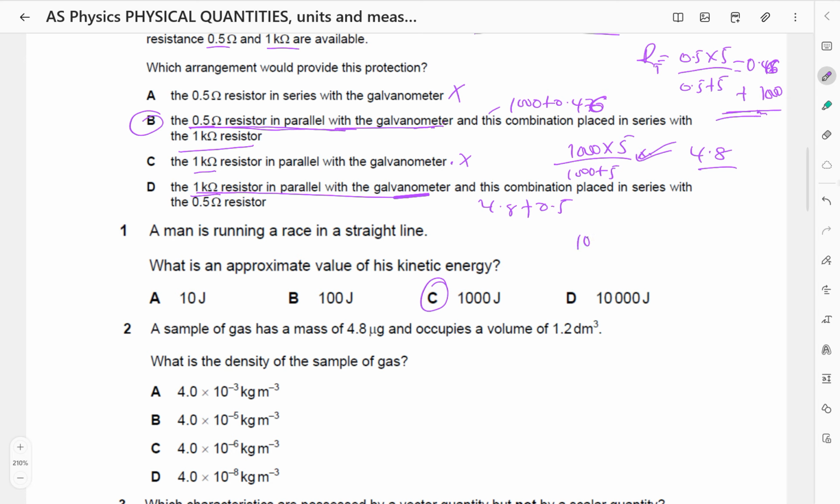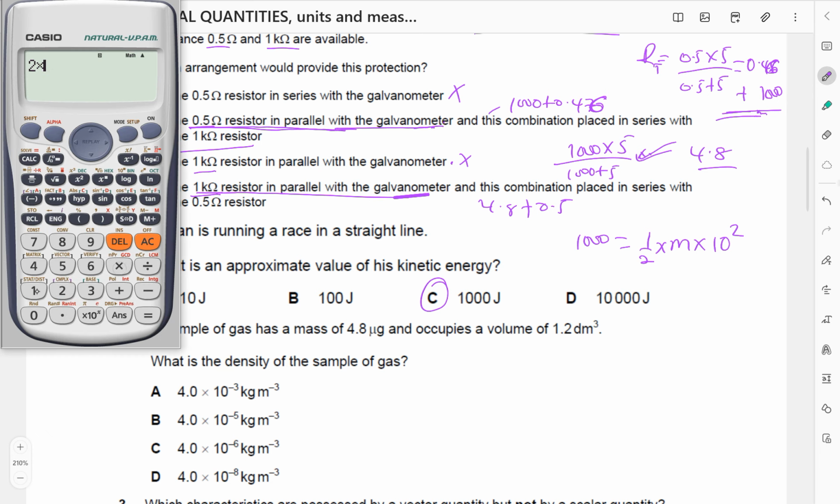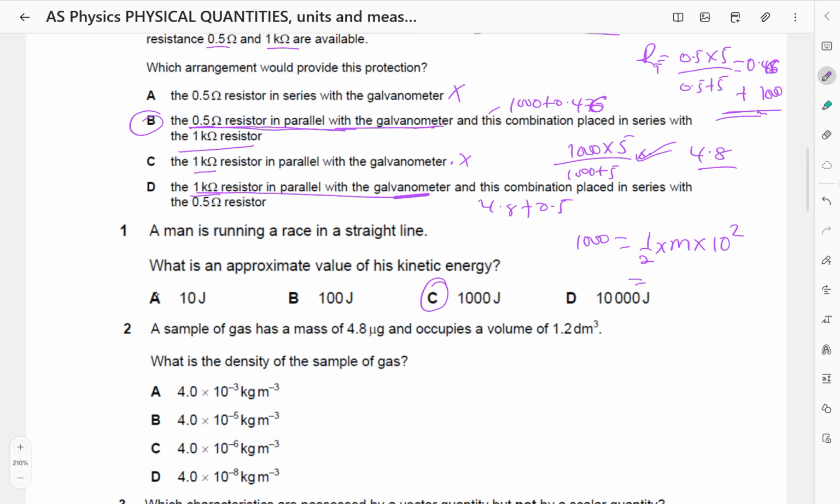Kinetic energy is 1000. This is equal to a half times the mass of the man. We can estimate the speed. Let's say the man is running at 10 meters per second. So this is 10 squared. So we can check 2 times 1000 divided by 100. So that is 20. So the mass here is 20 kilograms.